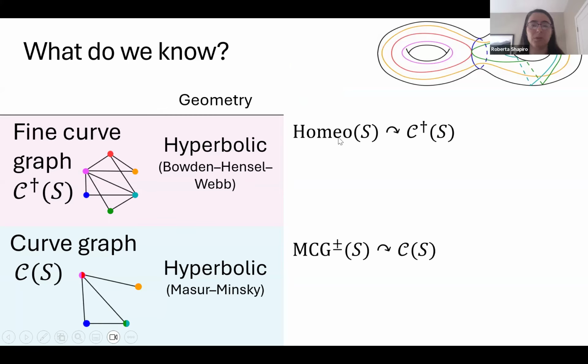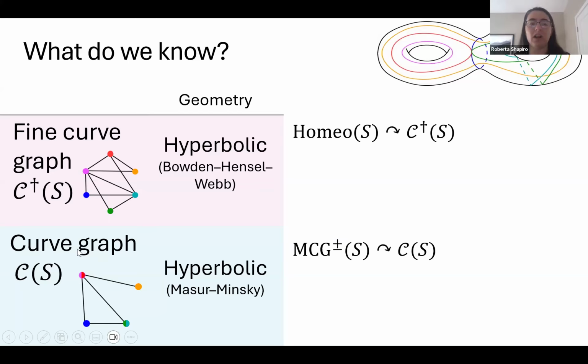In particular, homeomorphisms take vertices to vertices. So if you look at a curve, a homeomorphism will take a curve to another curve. And they take edges to edges because, since they're continuous and their inverses are continuous, they make sure that any two disjoint curves are sent to any two disjoint curves and vice versa.